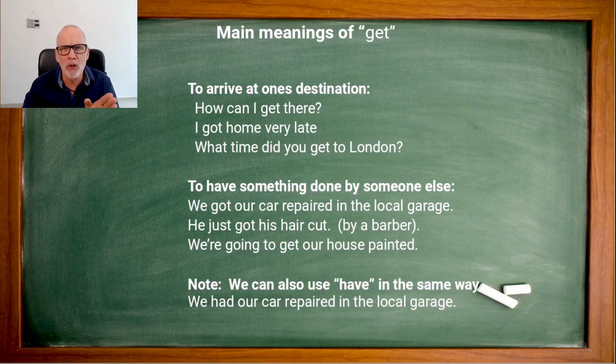So I've just put a note down here because we can also use have in the same way. We had our car repaired in the local garage. We got our car repaired in the local garage. Pretty much the same, just a question of style. Both mean the same thing. Somebody else repaired the car for us.